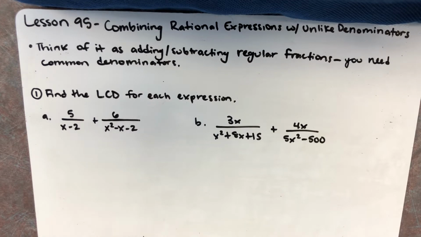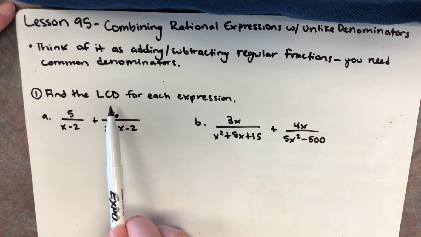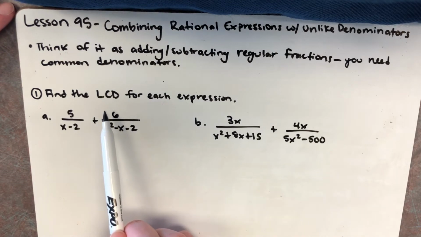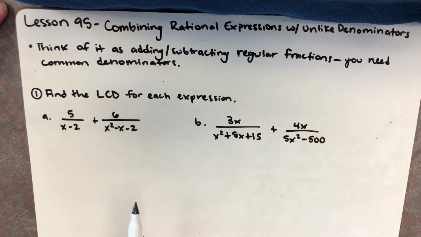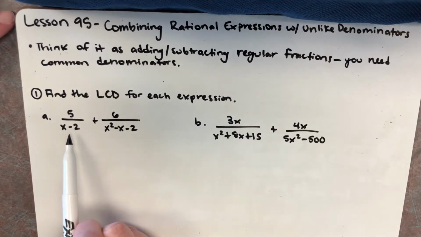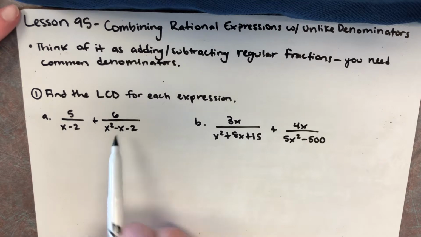If we added or subtracted 1/2 and 1/4, we would need to rewrite 1/2 so that it has a denominator of 4. So if we look at question 1, all it wants us to do is find the LCD, which stands for least common denominator, for each expression. So anytime you have these, you're going to want to factor as much as you can. I can't factor 5, I can't factor x minus 2, I can't factor 6, but I can factor this denominator.